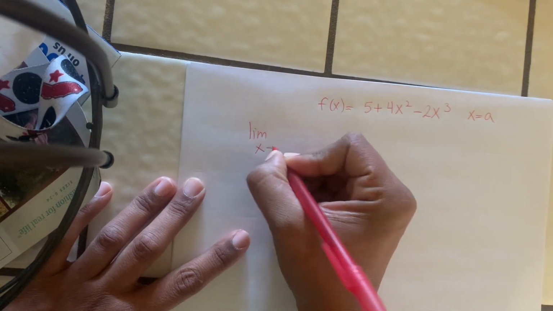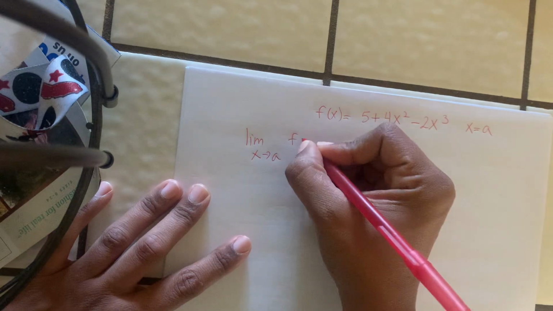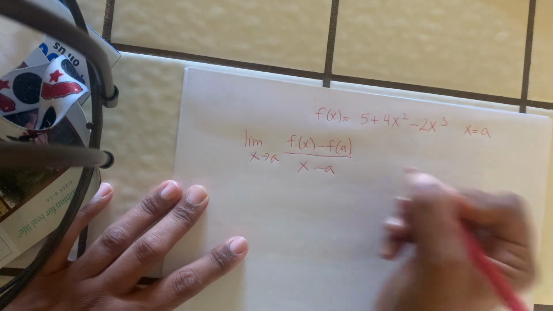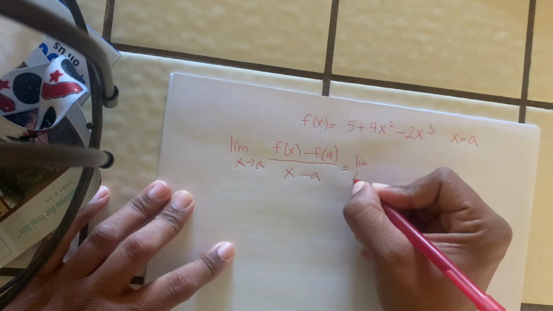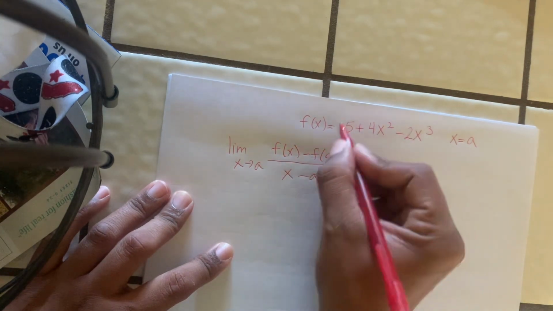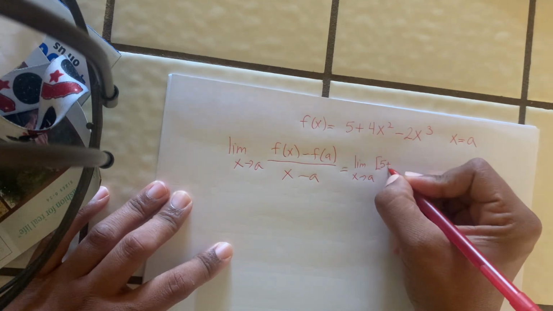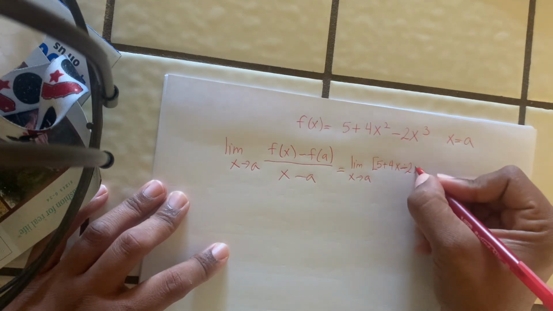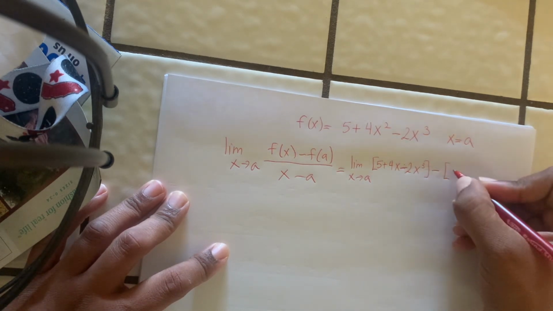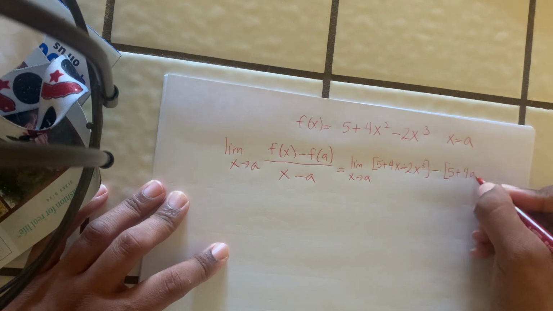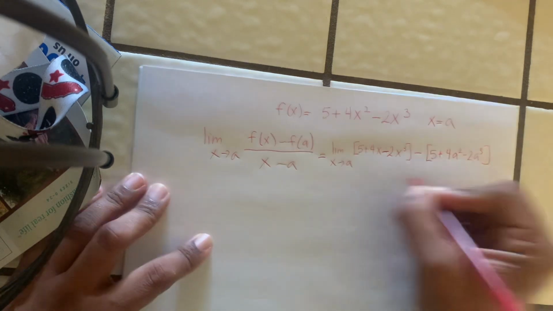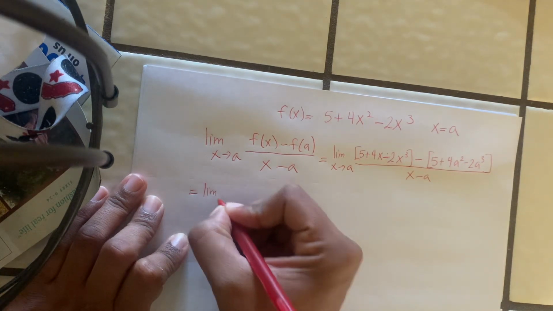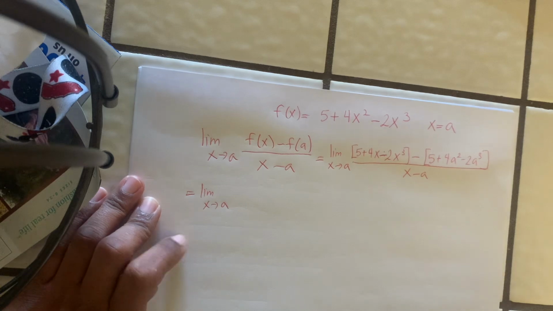So we have the limit as x approaches a, f of x minus f of a over x minus a, which is the limit as x approaches a. Note f of x is this function. Remember what I said about grouping. So this right here is f of x minus f of a, the same function, but a replaces the x's, over x minus a. This is equal to the limit as x approaches a.